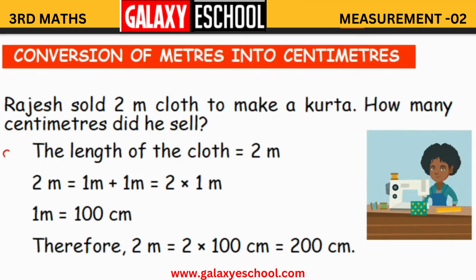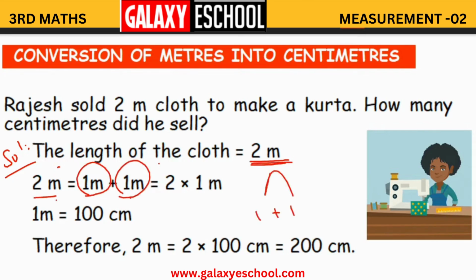Now what will be the solution? First, the length of the cloth is equal to how much? The length of the cloth is 2 meters. Yes, now how can 2 meters be written as? 2 meters is nothing but 1 meter plus 1 meter, or else simply it can be written as 2 into 1 meter. Simply it can be written as what, children? 2 into 1 meter. 2 ones are 2. Yes. So 2 into 1 meters.